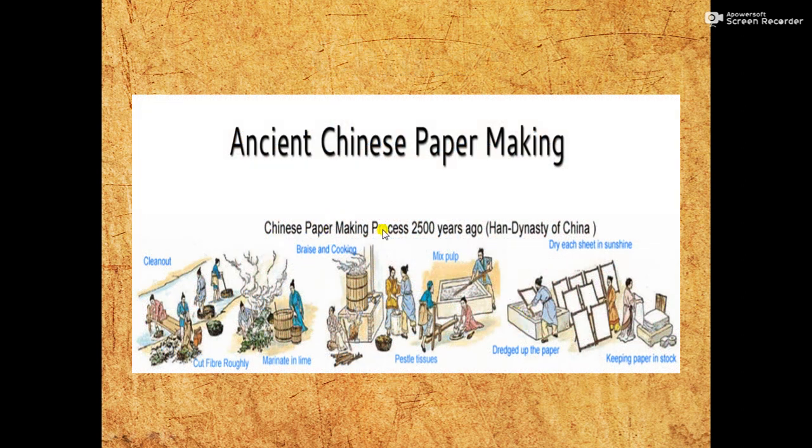The Chinese paper making process, almost 2500 years ago. Here they are collecting the hemp ropes and other things. Here they are beating them with water, and then they are making the pulp, and after drying the pulp in thin layers, they made the paper. So this is the full process by the Chinese people.